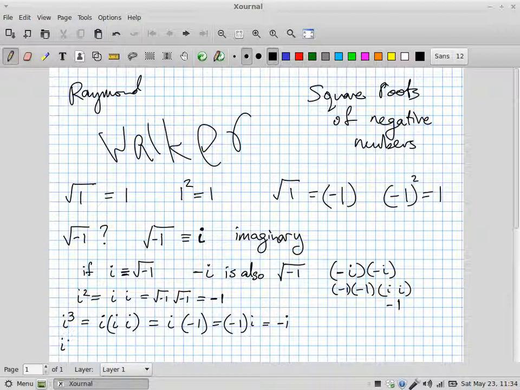We're going to do another one, which is I to the 4th power. That's I times I times I times I. We're going to do the associative there, twice. We're going to do that product, and this other product. So if I times I equals negative 1 and I times I equals negative 1, when you multiply those, wouldn't you get 1? That's right. So I to the 4th power is equal to 1.